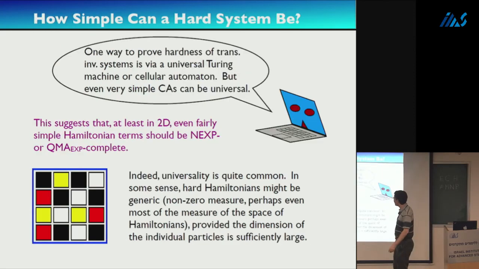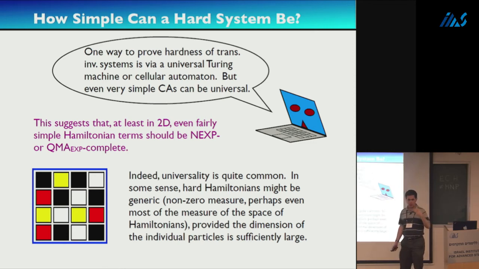Yeah, okay. So that was what physicists can offer to computer scientists. So now here, let's see what computer scientists can offer to physicists in terms of speculation. So again, if you look at these hardness proofs, they basically work by simulating some sort of Turing machine using the tiling rules, the Hamiltonian terms, whatever. Another way to do it would be to simulate a cellular automaton. And we know from computer science studies that even very simple cellular automata can be universal. They can kind of calculate anything.